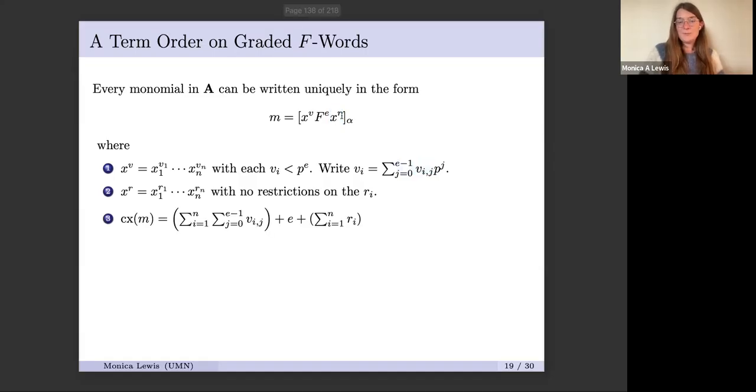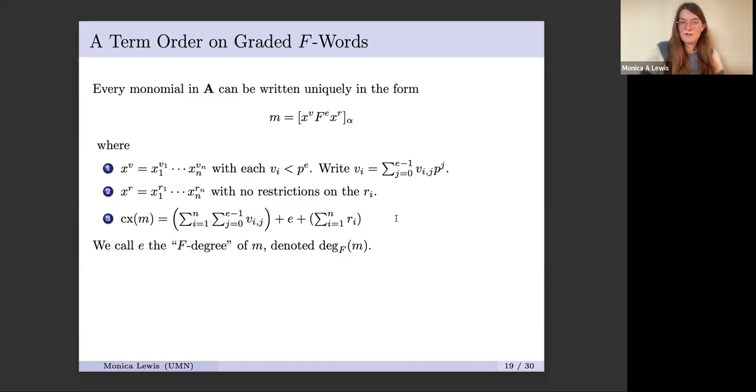And once you've put it into this standard form, how do you measure the complexity? Well, here's where that v_ij notation comes in. The complexity of this monomial turns out to be the number of f's, e, plus the sum of all of the r's, plus the sum of the base p digits of all of the v_i's. So take the leftover stuff on the left of the f's, write them in base p, take the digits, and then add up the digits. And that ends up being what the complexity comes out to.